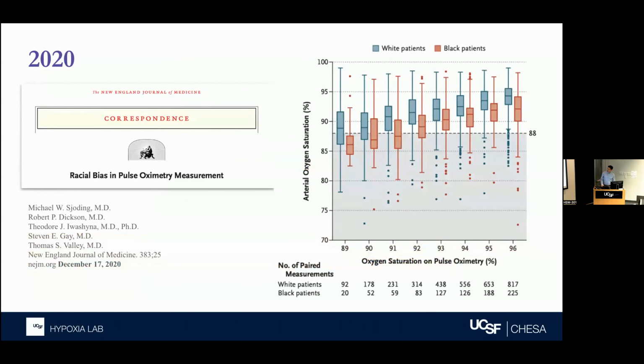So sticking with the timeline, in 2020, Schoeding published this paper in the New England Journal of Medicine. It was a retrospective study involving 10,000 pairs of measures of SpO2 to SaO2 in patients. And Schoeding found that Black patients had nearly 3 times the frequency of occult hypoxemia that was not detected by pulse oximetry compared to white patients. And this was the largest study from the clinical setting that demonstrated this concerning bias.